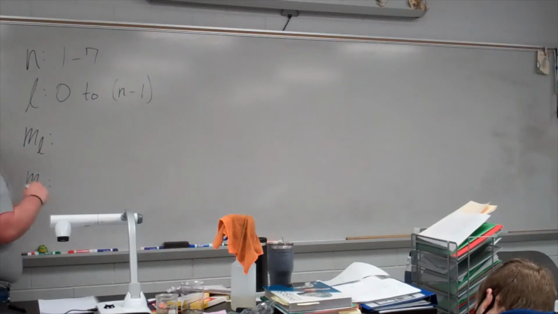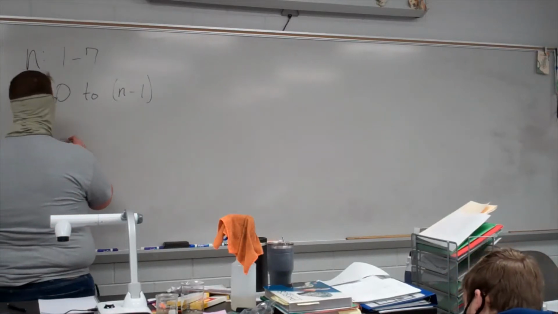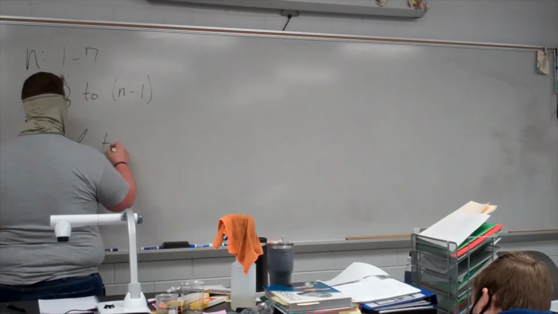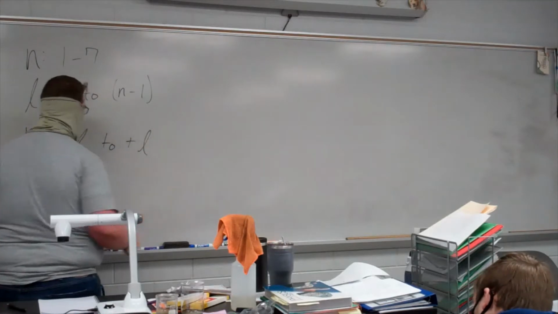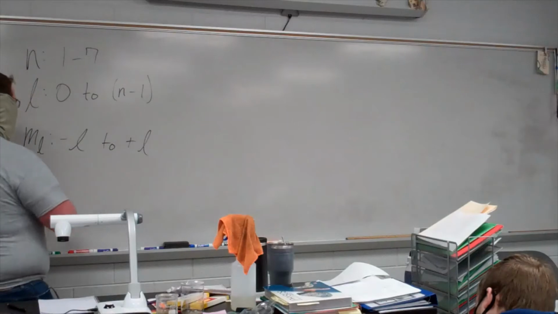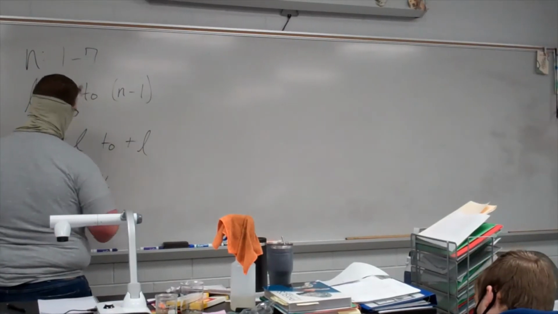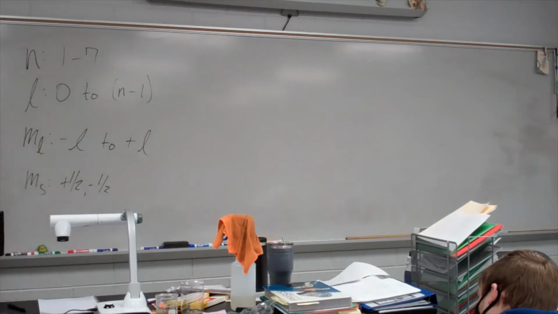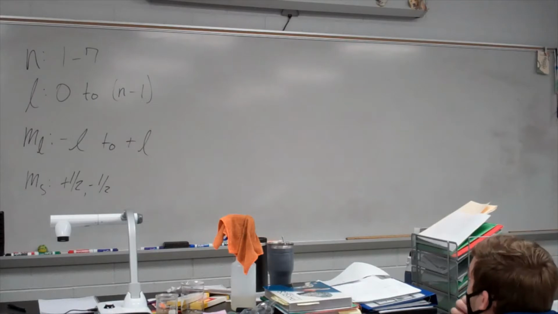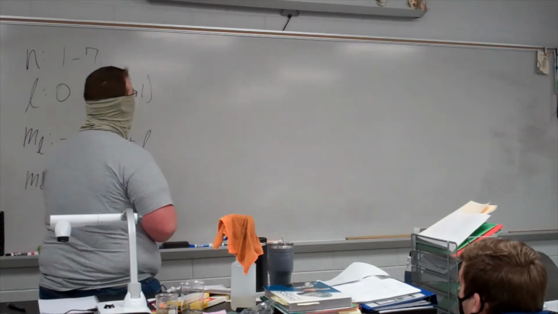m sub l, magnetic quantum number, falls in a range of negative l to positive l. And the spin quantum number can only be plus 1/2 or negative 1/2. These are the rules that you'll find yourself following whenever you're trying to figure out if a set of numbers can or cannot exist.